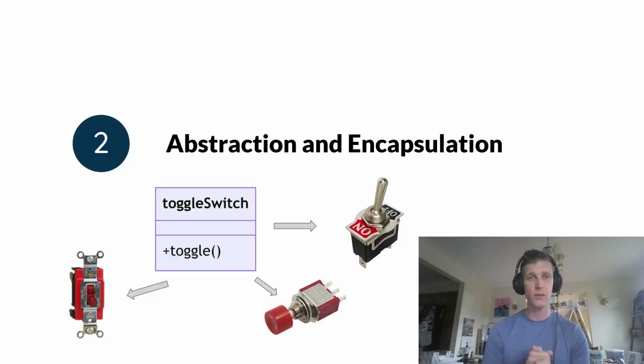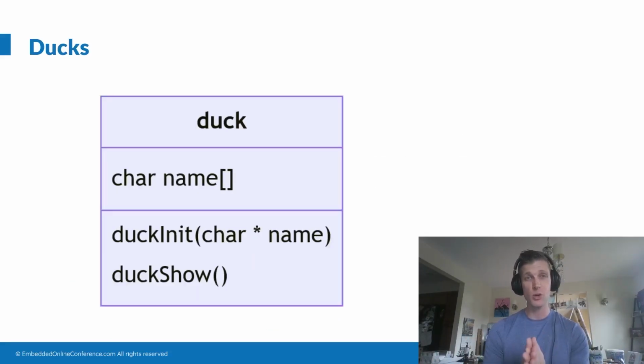Okay, so let's start with this idea of abstraction and encapsulation. To start with, I'm going to show you a file which is not encapsulated, not abstracted. Let's say I'm going to create a simple duck class or object. It's got a name, and we can initialize it with the name, and we can show that name.